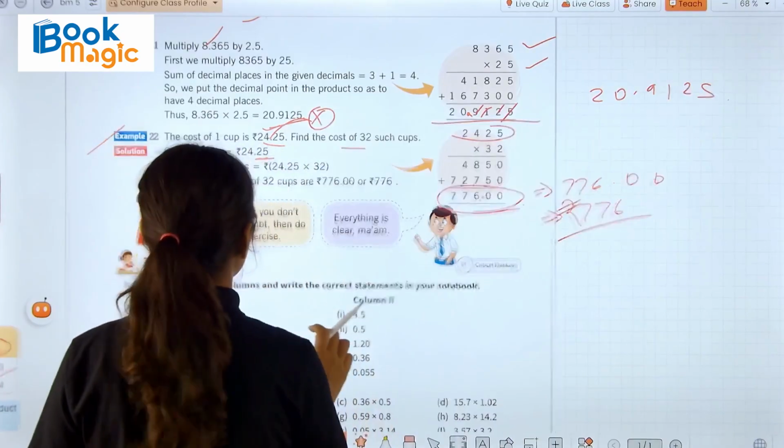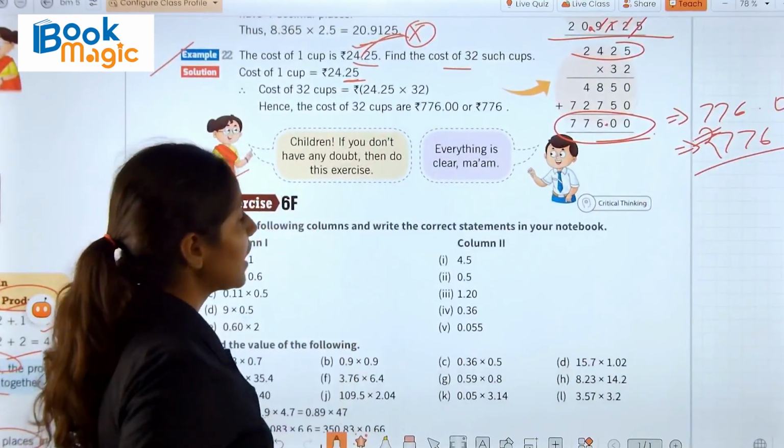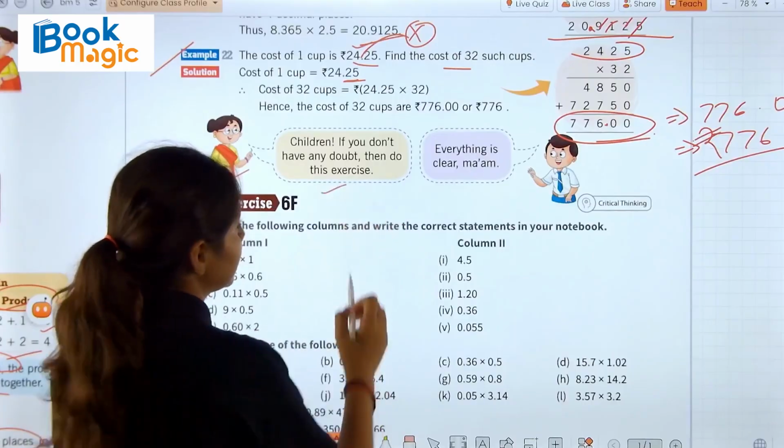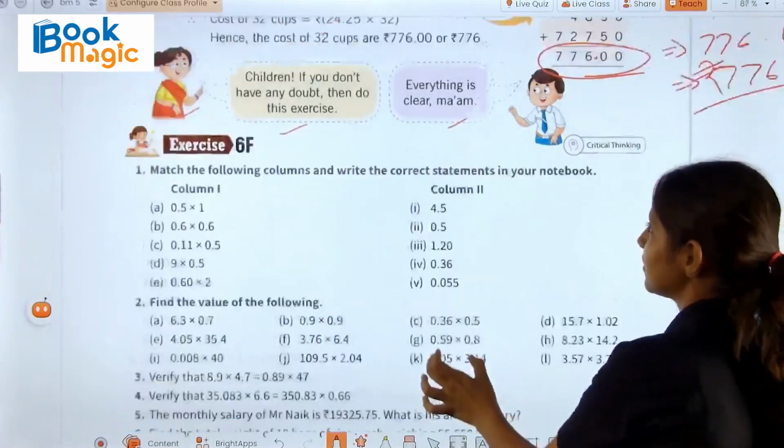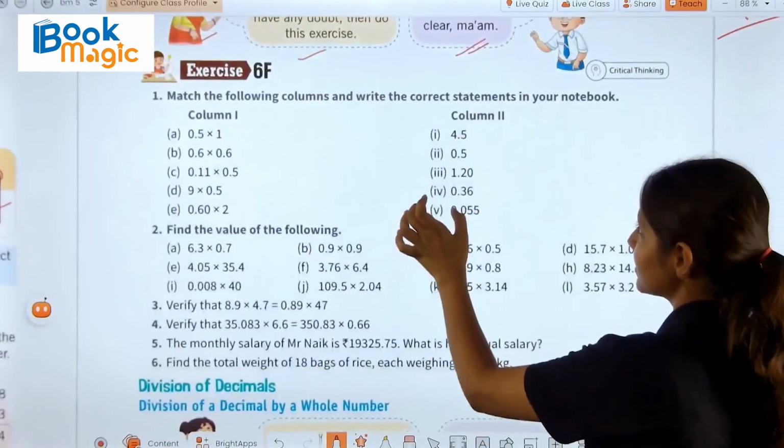Now the teacher says, children, if you don't have any doubt, then do this exercise. Then the student replied, everything is clear, ma'am.